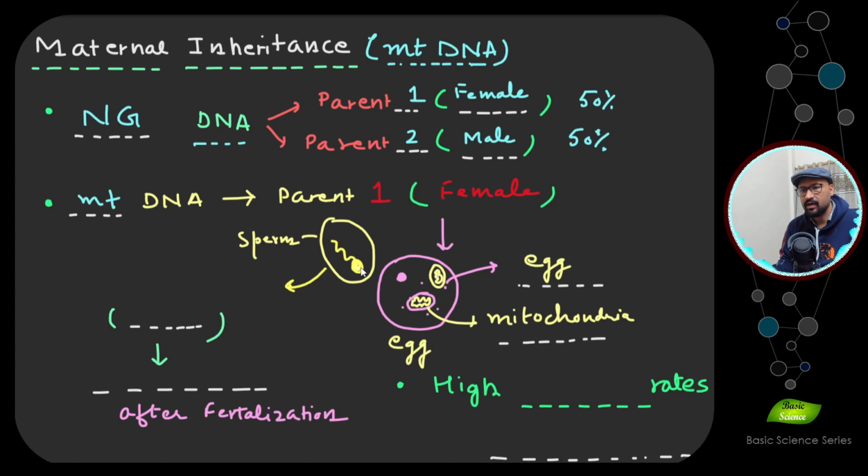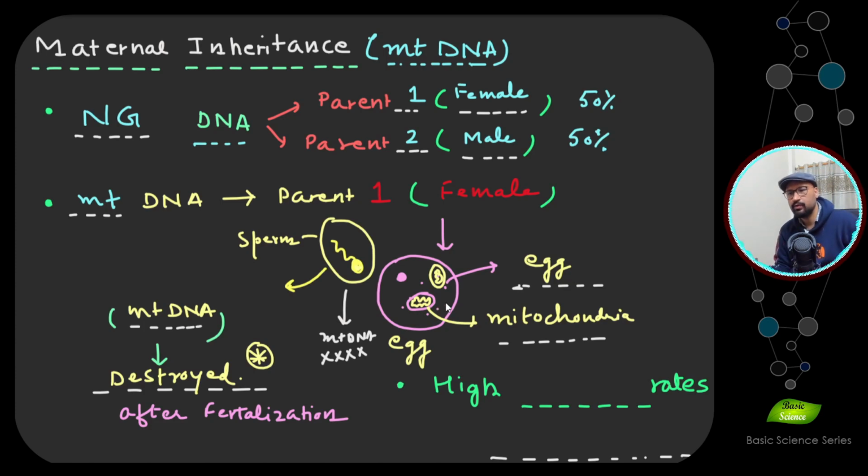What happens to the mitochondria of the sperm? Basically, the mitochondrial DNA of the sperm, what happened to it? It is destroyed after fertilization. So this is another important point that you need to remember. When the fertilization takes place, the mitochondria from the sperm will be destroyed. Basically, only the mitochondria of the female, which is present in the egg, will contribute towards the future generation.